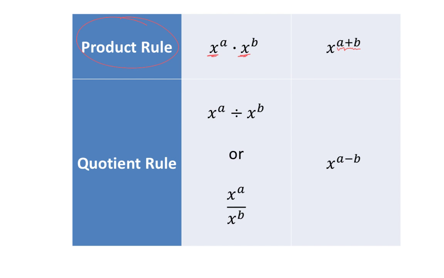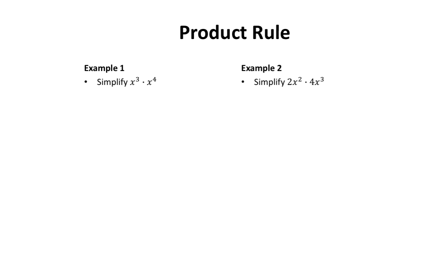Next, we're going to talk about the quotient rule. When you're dividing exponents with the same base, so the base here is x, all you do is subtract the exponents. Down here I have the exact same thing.